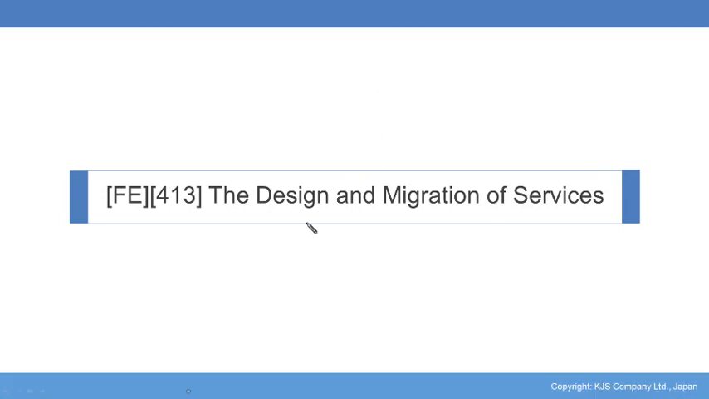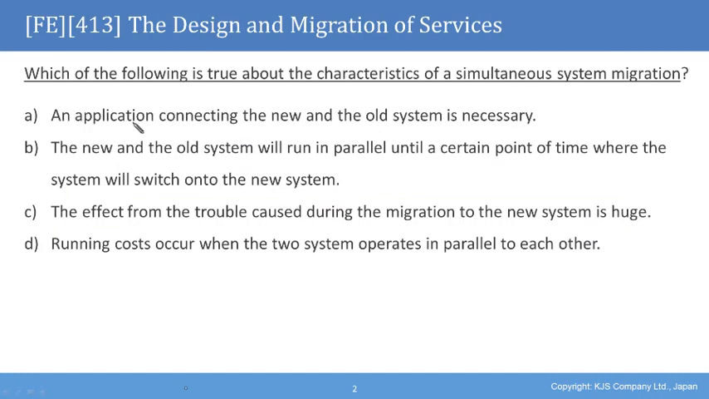413. The design and migration of services. Which of the following is true about the characteristics of a simultaneous system migration? We have four options. The first option, option A, is an application connecting the new and the old system is necessary. B, the new and the old system will run in parallel until a certain point of time where the system will switch onto the new system.